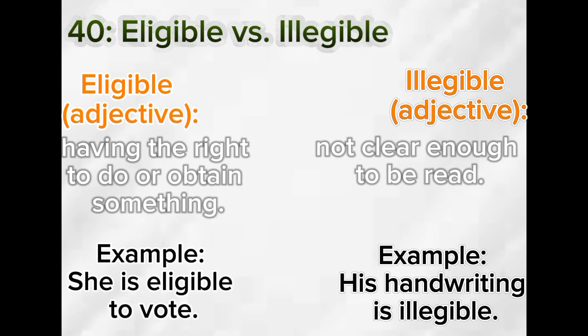Next, eligible and illegible. Eligible means having the right to do or obtain something, like, she is eligible to vote. Illegible means not clear enough to be read, like, his handwriting is illegible. So, eligible means qualified, and illegible means unreadable. Easy, right?